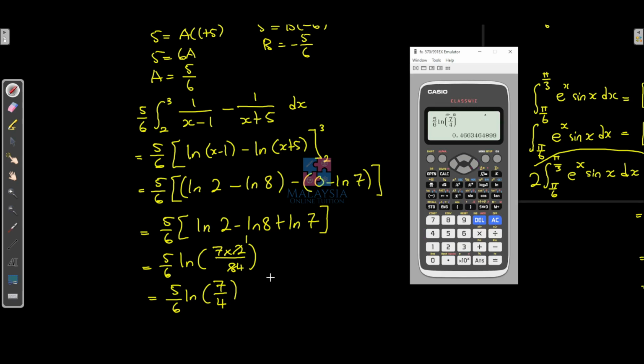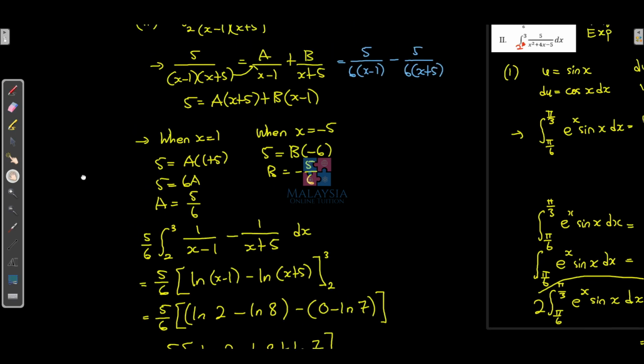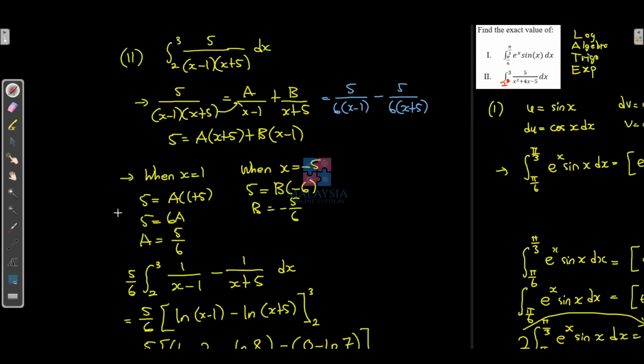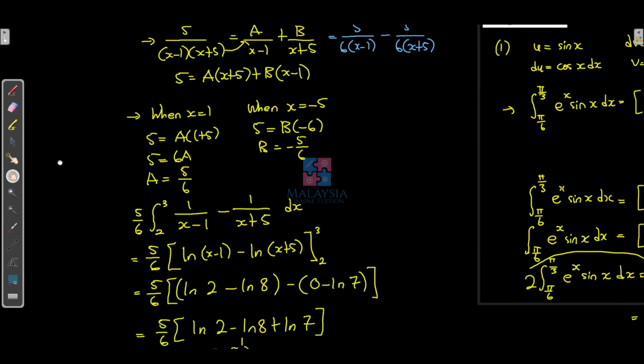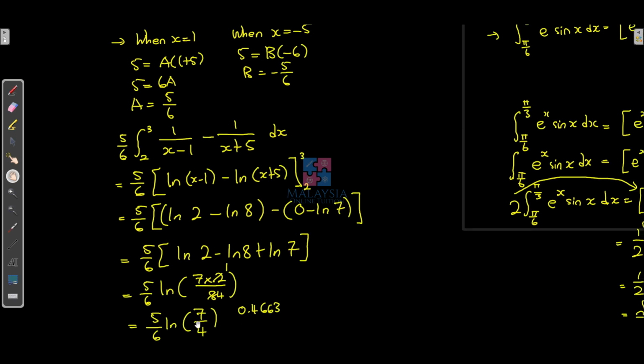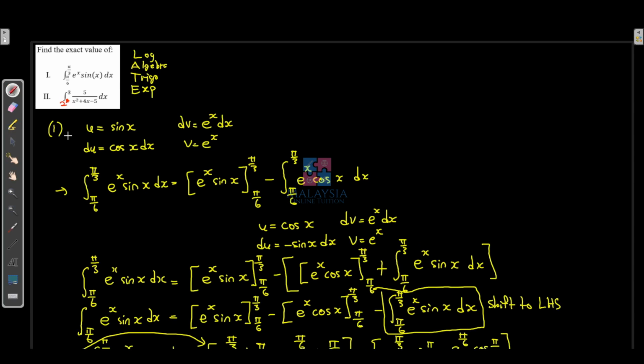So the answer is 0.4663. So if we check the integration from the calculator, what do we get? We take the original integration, meaning before the factorization: the integral of 5 over x squared plus 4x minus 5 from 2 until 3. So we get 0.4663, the same as the answer that we get for the exact value form. So that's all for this question number 1, part 2.